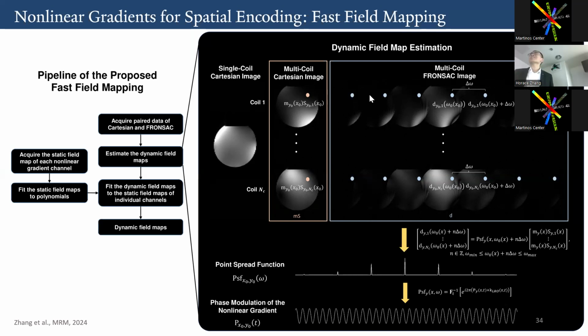And you may want to ask, what about those pixels that are overlapped by the ghosts? Well, we have parallel imaging. All the receiving coils share the same PSF. So if you have a multi-coil Cartesian image and a multi-coil FRONSAC image, you can solve for the overlapped pixels. So this is the main idea of the proposed field mapping method. The other steps include the extrapolation to the edge voxels that are not covered by the mapping pattern, which is very important in the undersampled reconstruction.